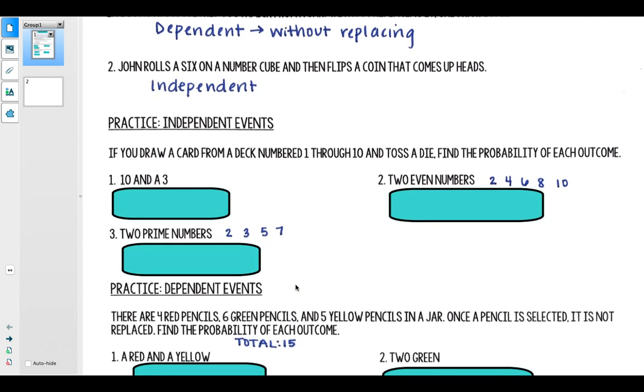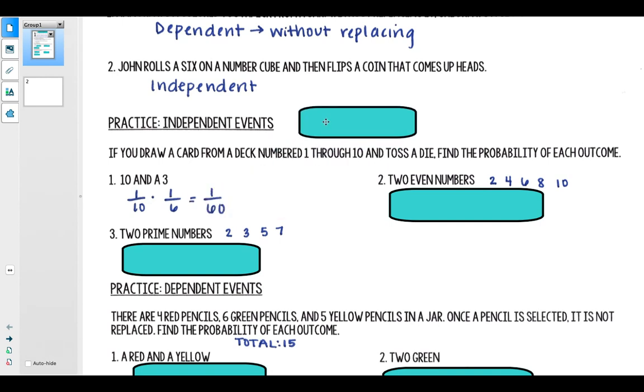In these scenarios, if you draw a card from a deck numbered 1 through 10, and then we toss a die, we want to find the probability of each outcome. So problem number 1, we want to figure out the probability of picking the number 10 and then rolling the number 3. So once again, what's the probability of picking just the number 10 from our deck? Well, that's a 1 in 10 chance. What's the probability of rolling a 3? Well, that's a 1 out of 6 chance. When we multiply fractions, we multiply the numerators together and the denominators together. So we're looking at 1 over 60. We'll try to put everything in simplest form.